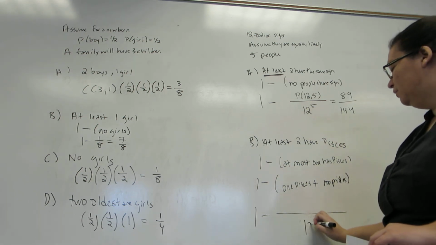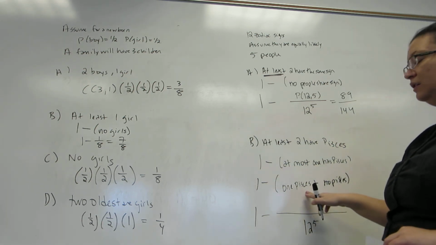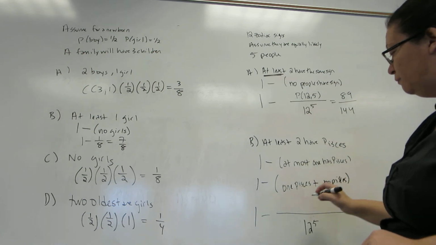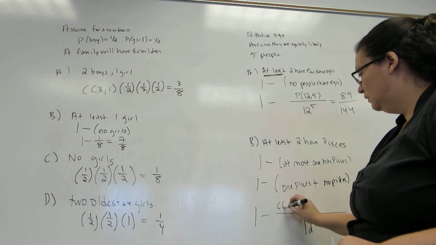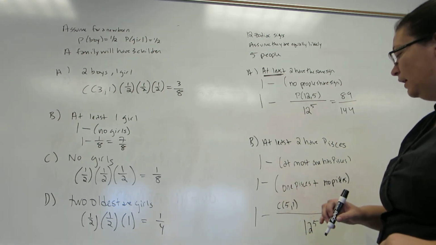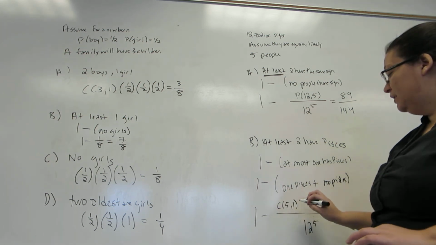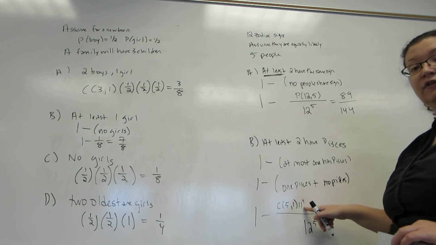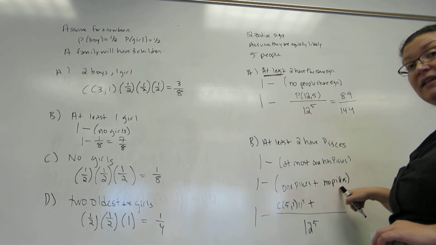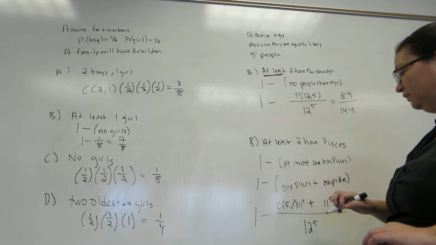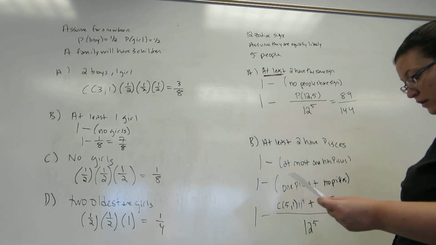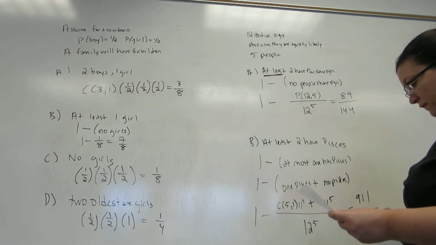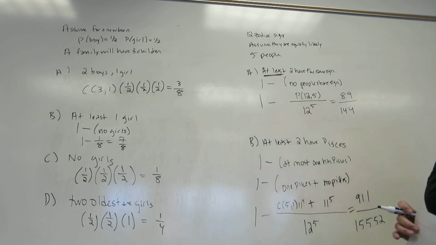The denominator is not going to change, it's still that 12 to the 5th. To get 1 Pisces, I have to choose which of the 5 people are going to be Pisces. 5 choose 1. Then that person's sign is chosen, and the other ones all have 11 possibilities, anything but Pisces, so I get 11 to the 4th. For no Pisces, every single one of them has 11 possibilities, I get 11 to the 5th. This works out to be 911 over 15552, which is actually quite small.